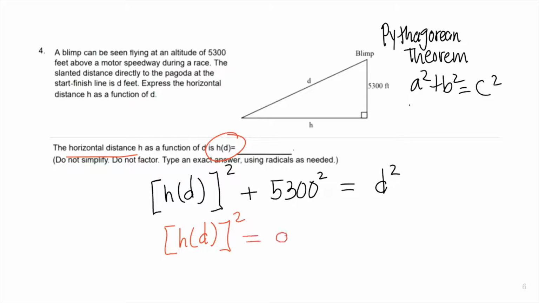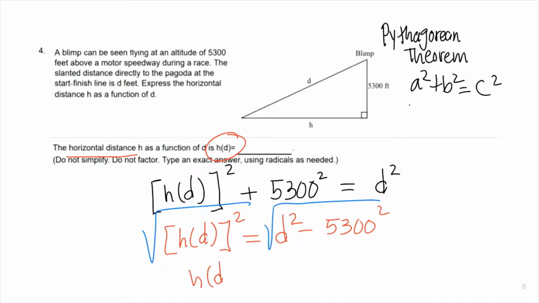So I need to move a negative 5,300 over. And now in order to get a single h of d, I need to take the square root. So h of d is equal to radical d squared minus 5,300 squared.